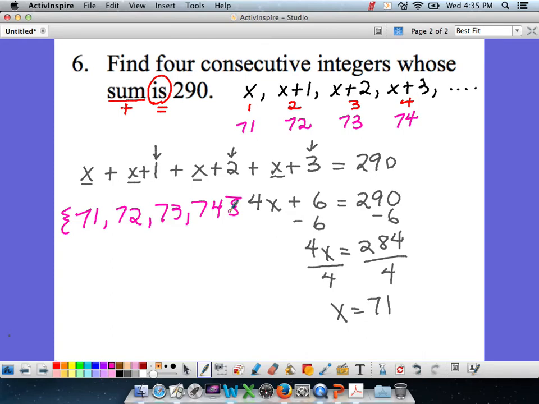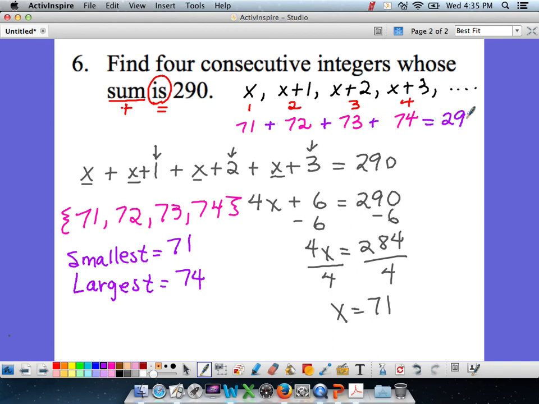However, if it were to have asked for the smallest of the integers, my answer would have been 71. If it had asked for the largest, I would have had to calculate all of my integers here, but that answer would be 74. So be sure that you watch the question that it asks. It's easy to check these problems. If I just put in my calculator 71 plus 72 plus 73 plus 74, it will give me 290. So it's a very easy way to check this problem. This is how you find consecutive integers.